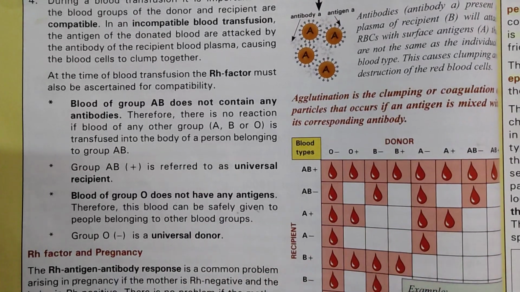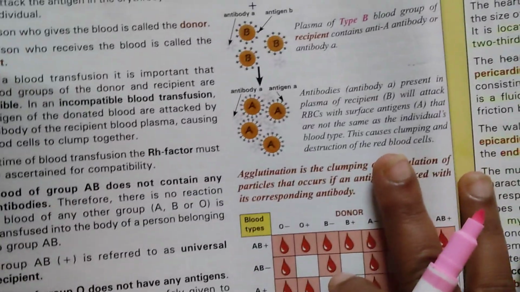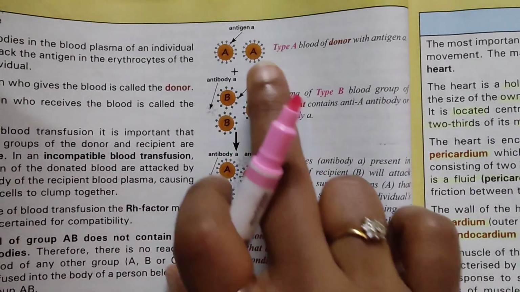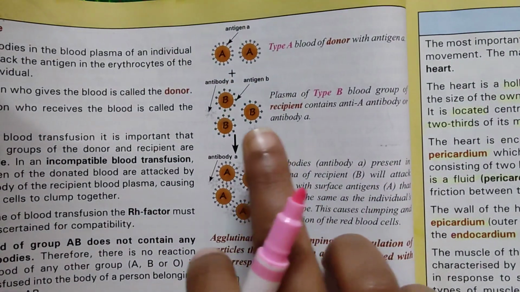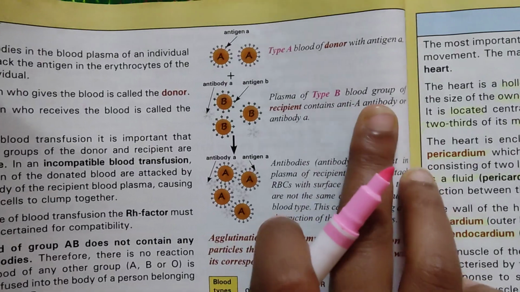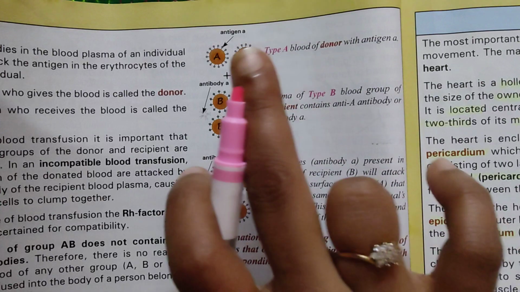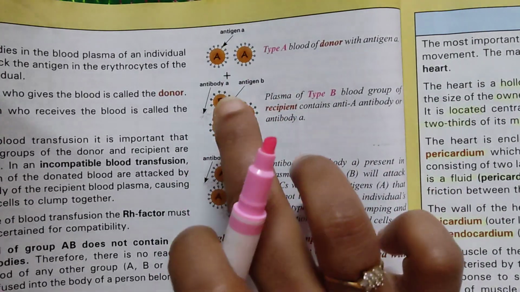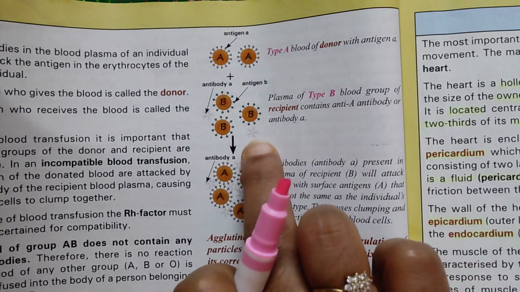See, here we are talking about the antigens which decide the blood group, not the rhesus factor antigen. We are coming to that in the next topic. First let's see what this picture is telling us. Here is type A blood of the donor, and here is plasma of type B blood group of the recipient. The recipient has blood group B and the donor has A. You donate blood from A to blood group B.